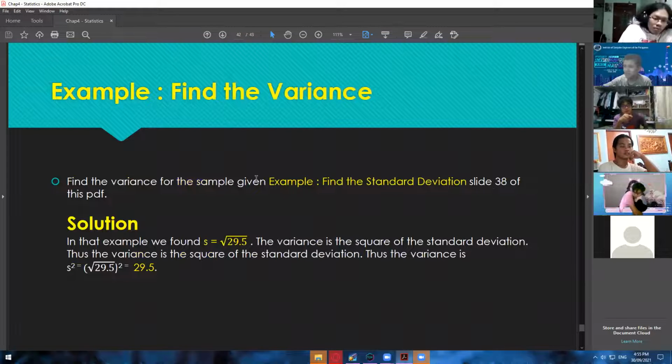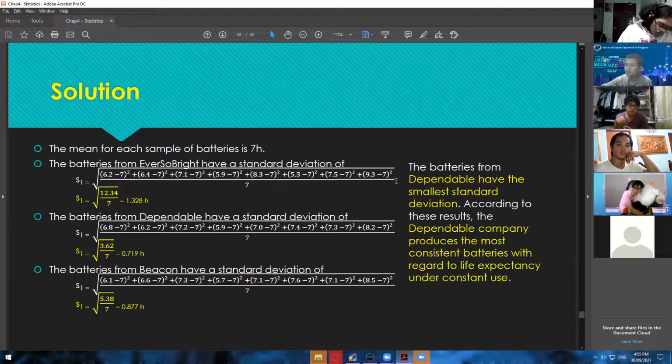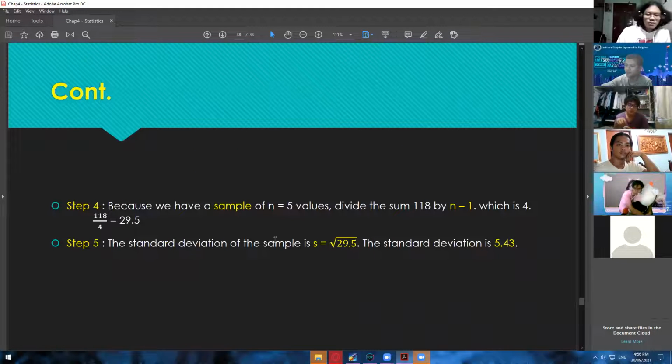Let's proceed now to the example. Find the variance for the given sample. So find the standard deviation. Let me repeat, find the variance for this given sample. The example says find the standard deviation, slide 38. There should be an example right here. Well, anyway, this is slide 42, so let's just go back to slide 38.